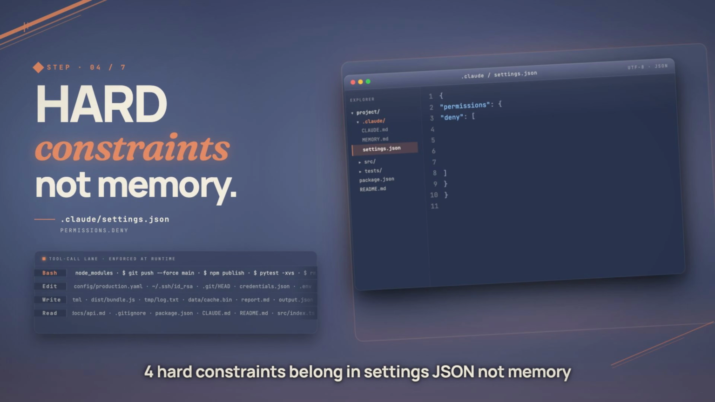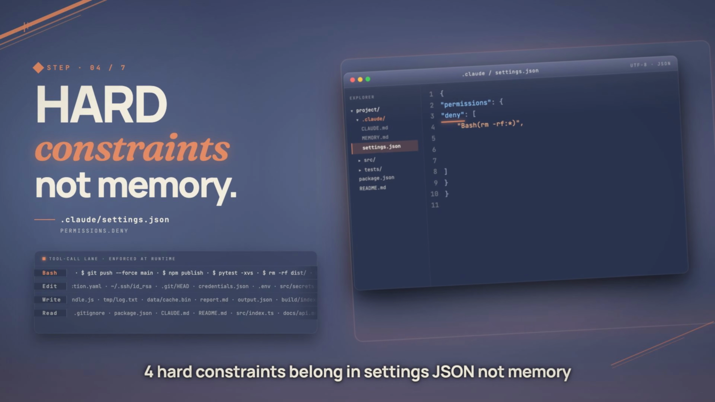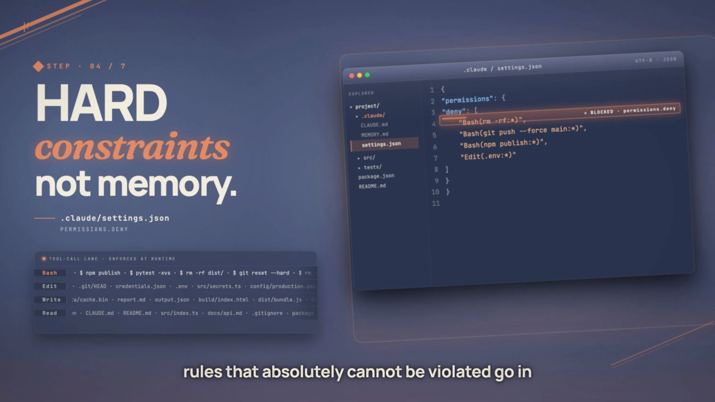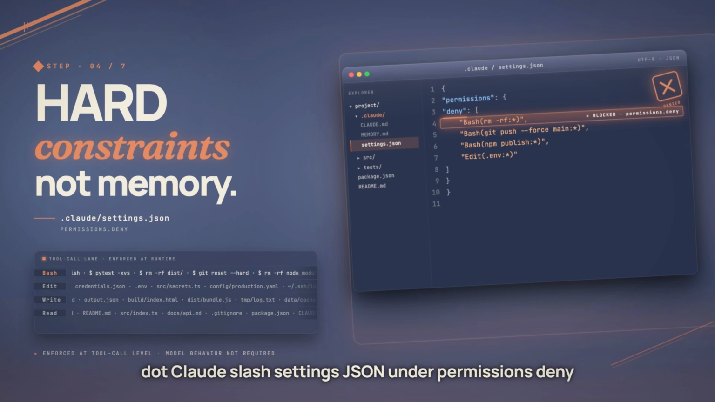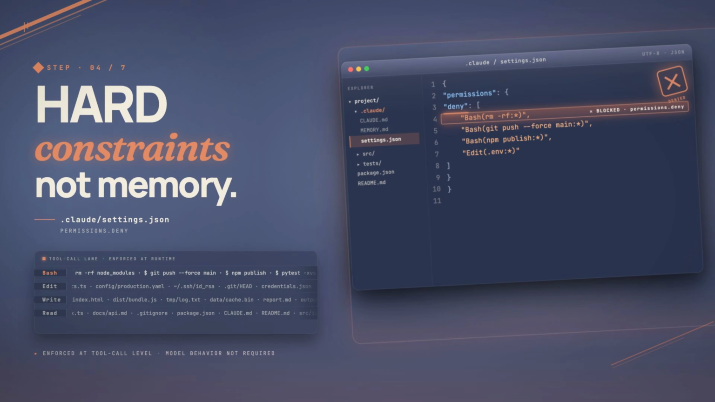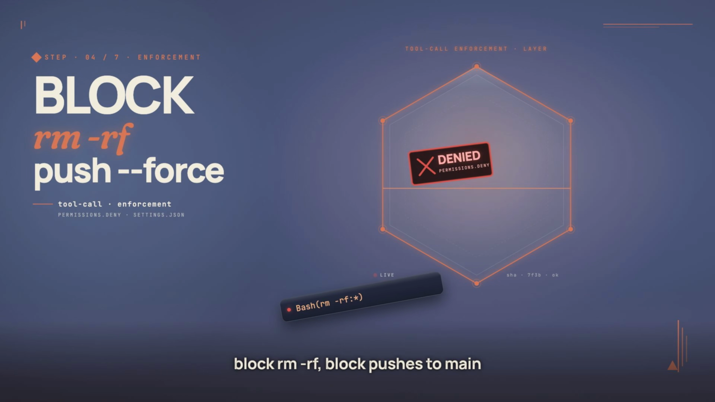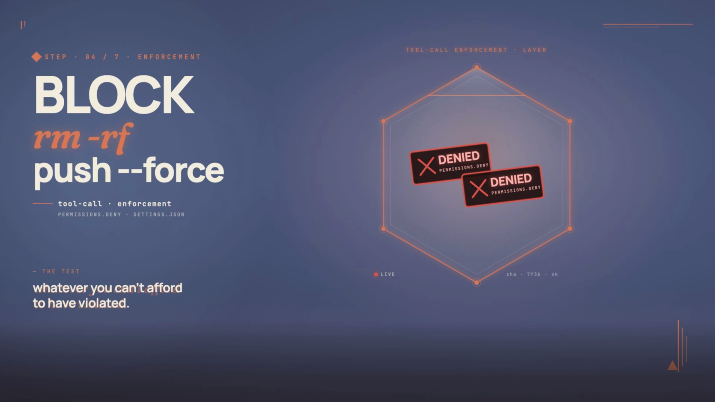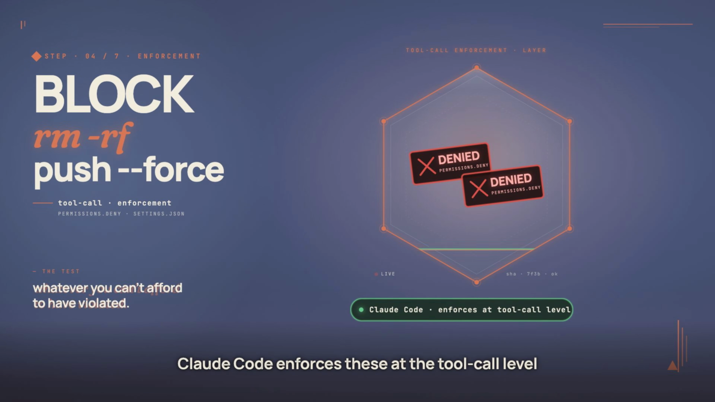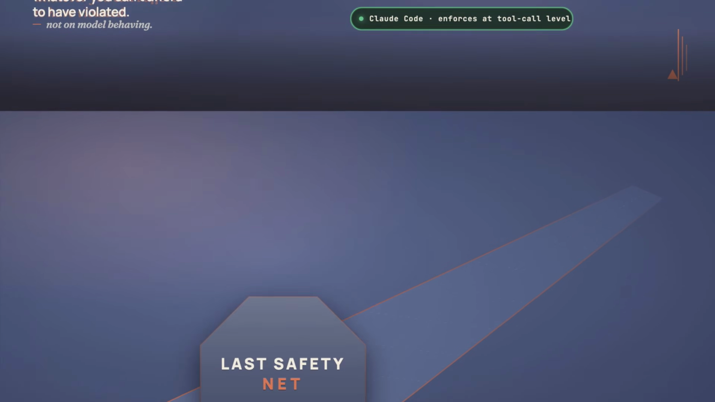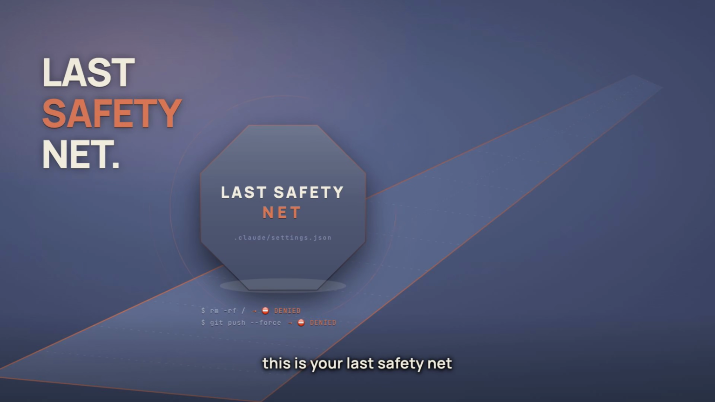4. Hard constraints belong in settings.json, not memory. Rules that absolutely cannot be violated go in .claude/settings.json under permissions.deny. Block rm -rf, block pushes to main, whatever you can't afford to have violated. Claude Code enforces these at the tool call level. It does not rely on the model behaving. For an unattended workflow, this is your last safety net.